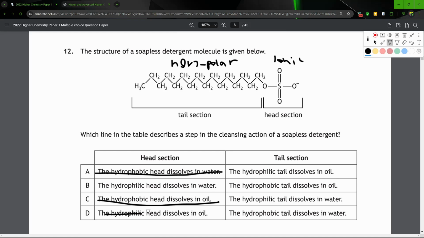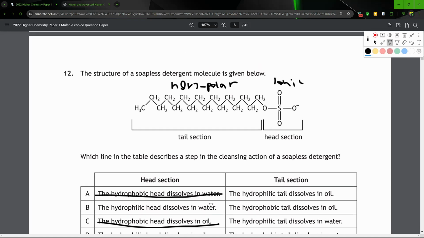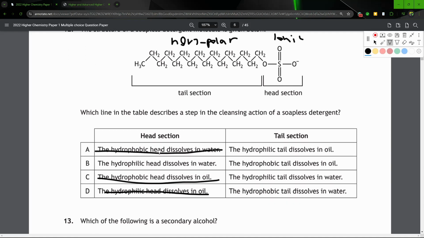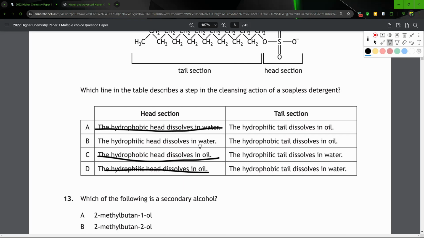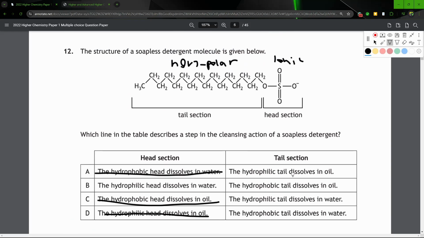That means we've already established that it has to be B just from this alone, because hydrophilic literally means likes water, right? So if we know this is hydrophilic, it has to dissolve in water. And the hydrophobic part dissolves in oil, because it's non-polar, so it'd be similar to oil. So yeah, it would be B.